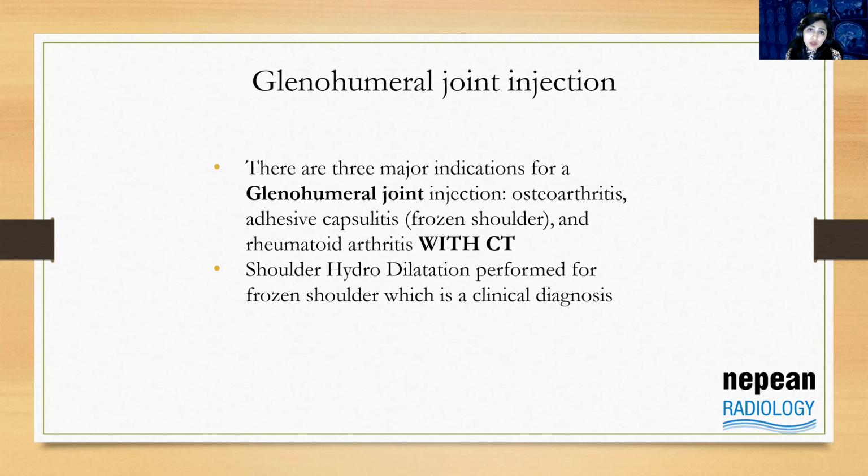Some people prefer doing joint injection under ultrasound, and some people prefer doing it under CT scan. In CT scan, we are sure that we are in the joint, and we can actually confirm our needle position by giving contrast. We just give maybe half a ml of CT contrast, and we are sure that we are in the joint. But with ultrasound, we cannot be sure that we are in the joint.